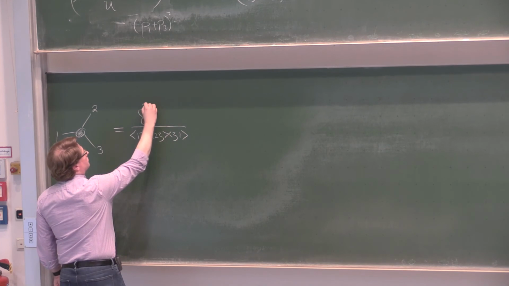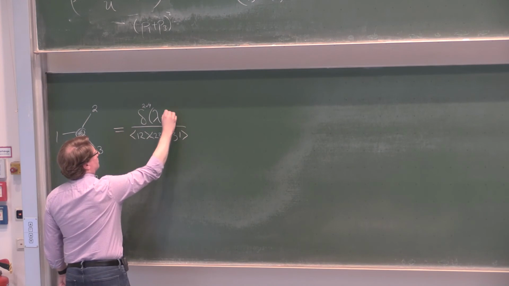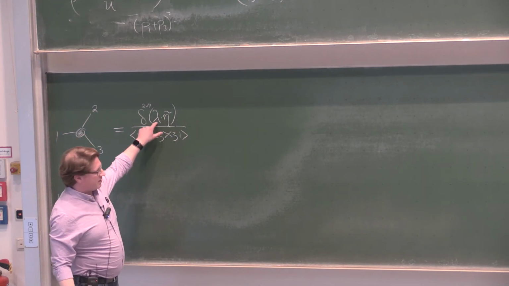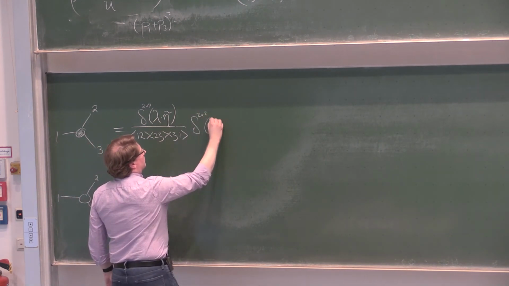This is a 2 by 4 fermionic delta function of lambda dot eta tilde. So in this case, C is equal to the matrix lambda, okay? Times delta 2 by 2 lambda dot lambda tilde.